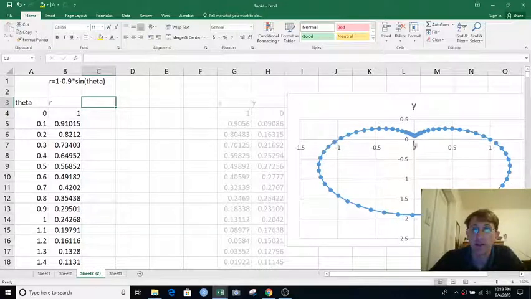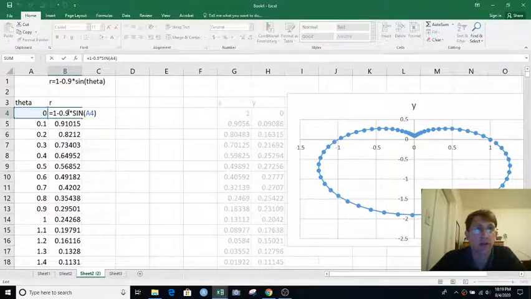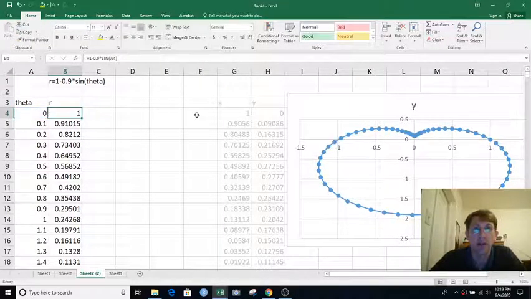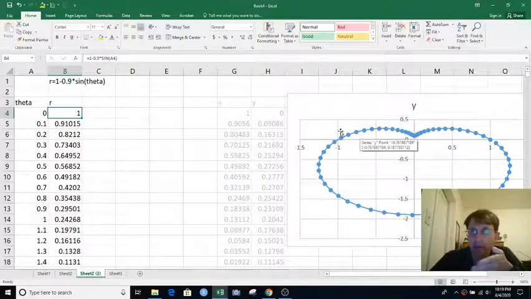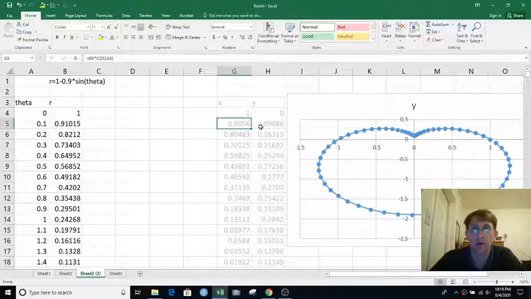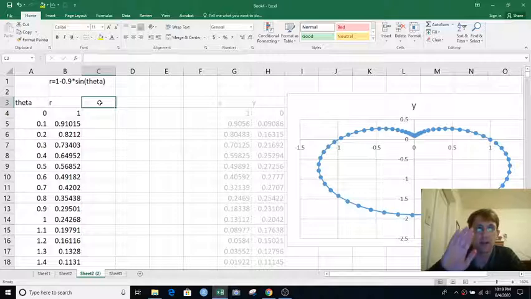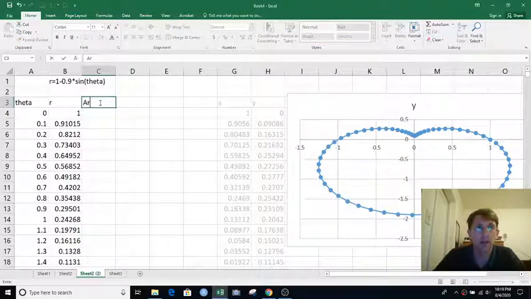All right, let's take the area of this shape. I've got the same setup as before, so r equals 1 minus 0.9 sine of theta. To still have it plotted on the screen here, I still have to have those x and y values, but I'm not going to be using them for the calculation, so I've got them moved off to the side and grayed out. Let's say in this column I'm going to do the area of this circular sector.